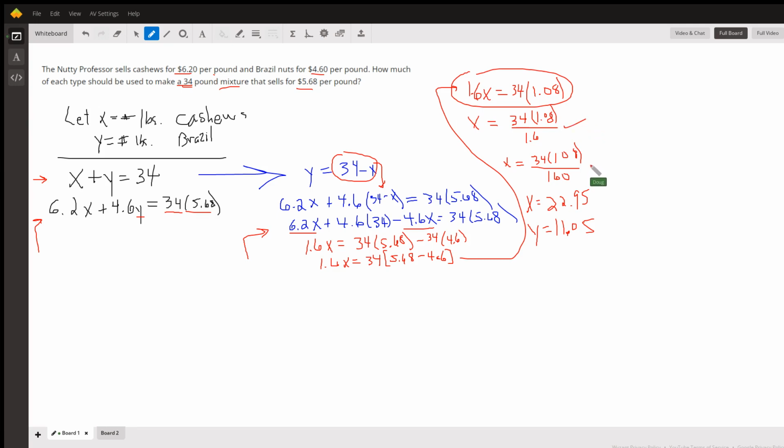And now I did multiply top and bottom of this fraction right here by 100 to clear the equation of decimals. I fully expected X to be an integer number of pounds, but it turns out it's not. It's 22.95 pounds. Use a calculator to figure out what that fraction is. Subtract that number from 34 and you've got the number of pounds of Brazil nuts.